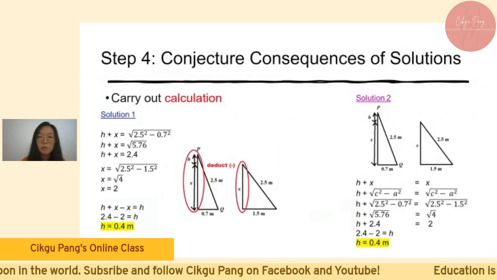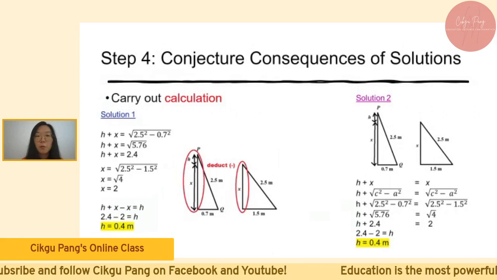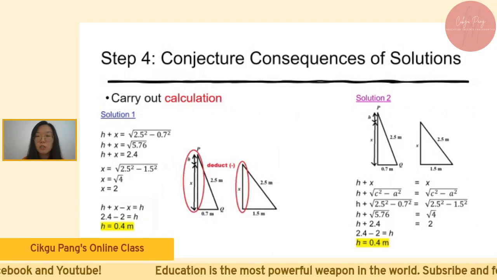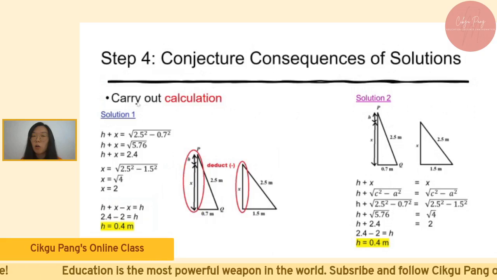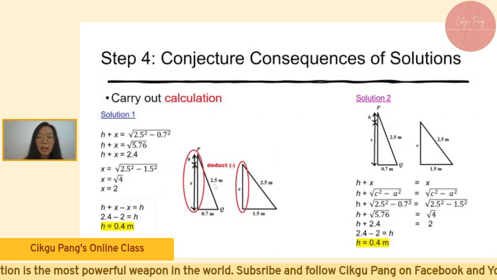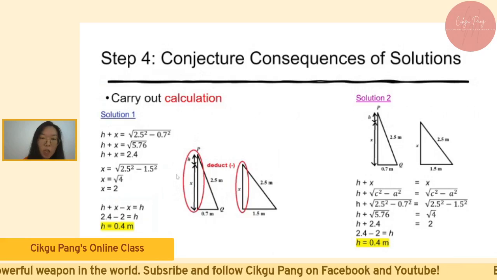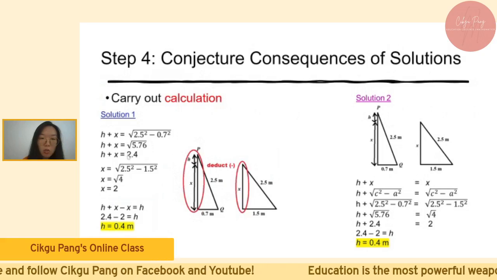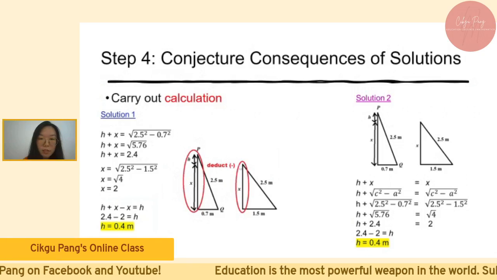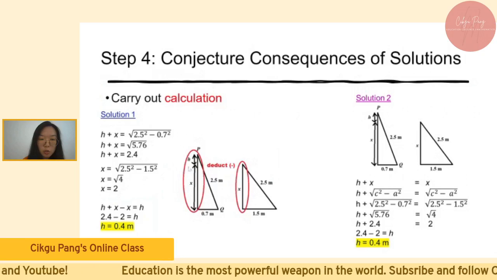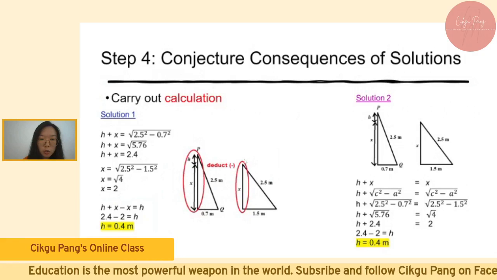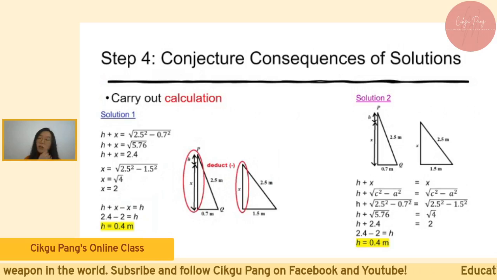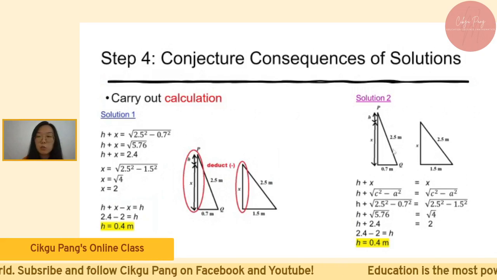Step 4, we have to carry out the calculation. For this conjecture consequence of solution, we have to determine whether the solution works or not for our problem. So for solution 1, we use deduction. That means we find this longer distance first. Then we can get this longer distance is 2.4. Then the shorter one is 2. So we take the longer one minus the shorter one, and we will get the answer h equals 0.4 meter.